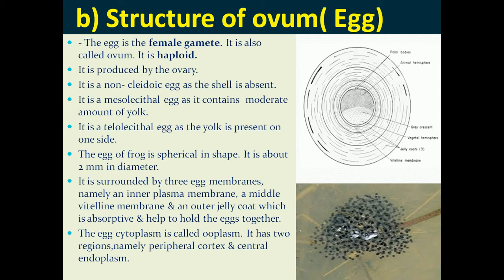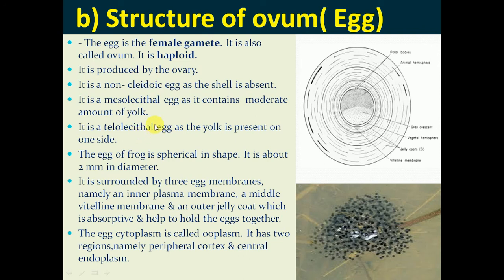So telolithal means here the polarized distribution of yolk is found. As we know, an egg has two poles, the animal pole and the vegetal pole. When the yolk is concentrated more towards one pole, it is known as a telolithal egg. In the frog also, the egg does not have a uniform distribution of yolk, nor is it found in the center. Here we can see a polarized distribution, meaning the vegetal pole has more yolk as compared to the animal pole. That's why this type of egg is known as telolithal.